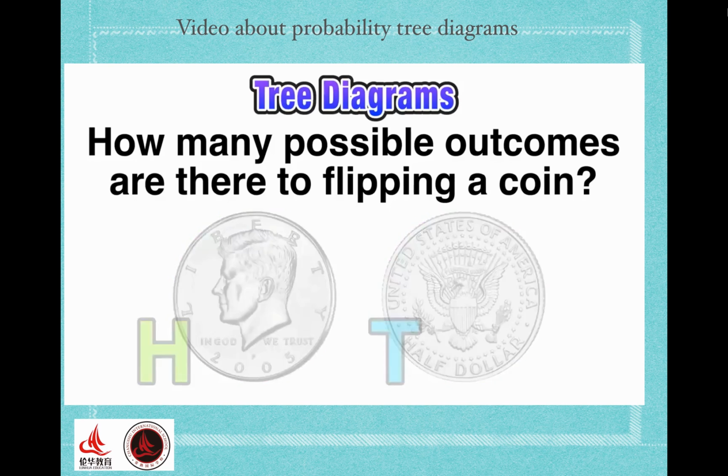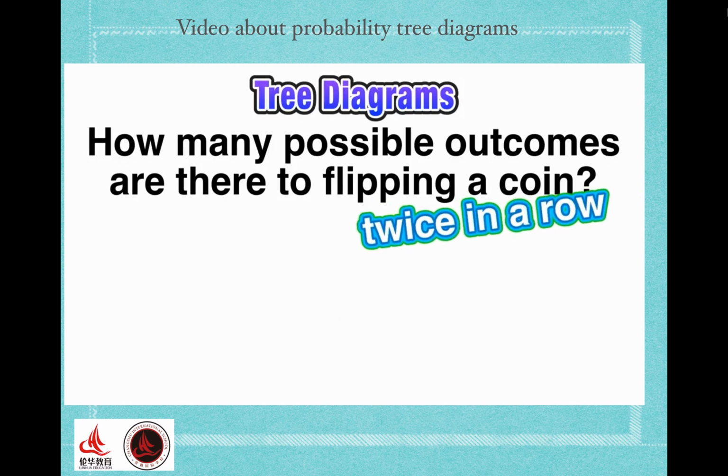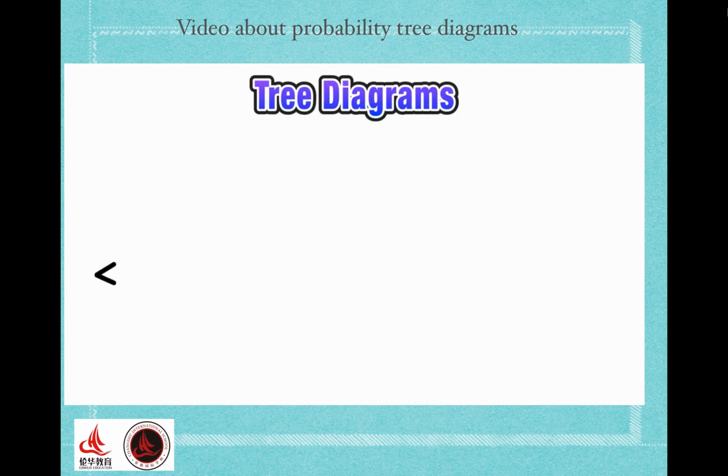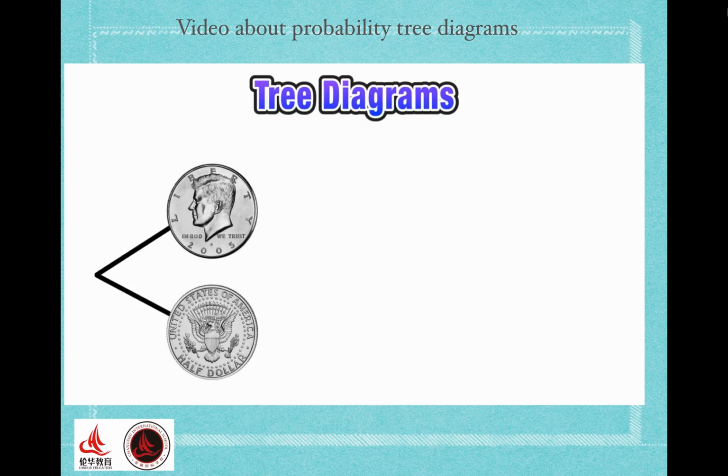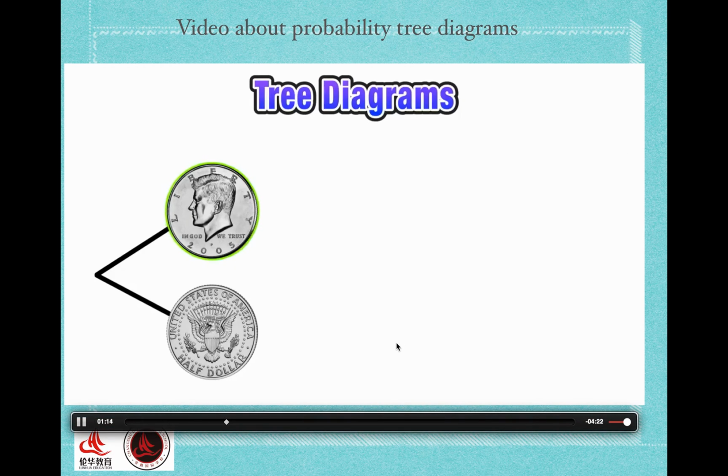But what about the possible number of outcomes for flipping a coin twice in a row? Now, to find the possible number of outcomes here, we're going to construct a tree diagram. So our first flip, we're either going to end up with heads or with tails. So if our first flip is heads, then our second flip has 2 options.